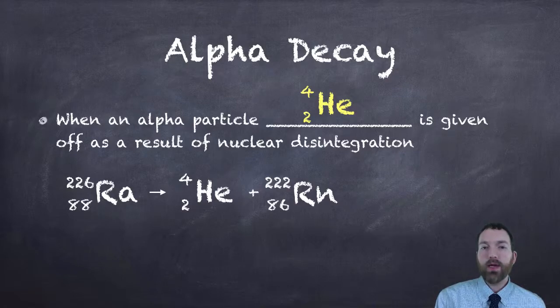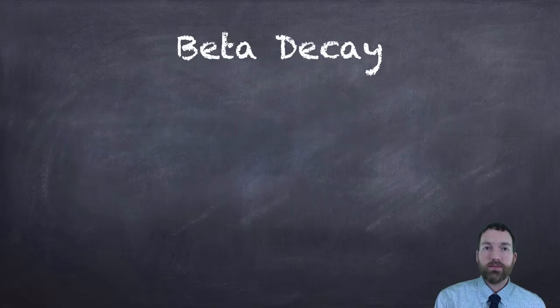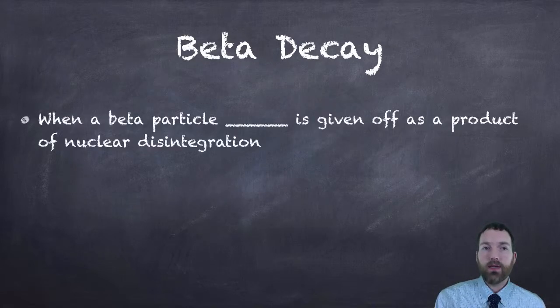So this is how you write a nuclear reaction, or predict the products of a nuclear reaction. The concept is very simple. All the mass numbers on the left need to equal the mass numbers on the right. 222 plus 4 is 226, and 86 plus 2 is 88. It's the same process no matter what kind of emanation is given off. So our next one is beta decay.